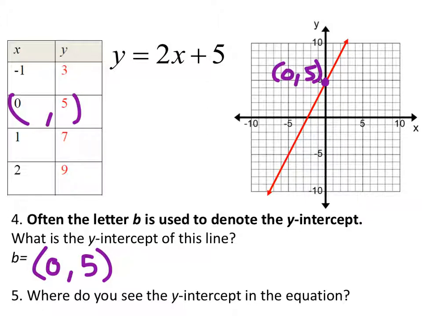And where do we see the y-intercept in the equation? It's the number that's being added. It doesn't have any x's. It's just what they call a constant. It's just the individual number that's being added, or in some cases subtracted, to the x's.